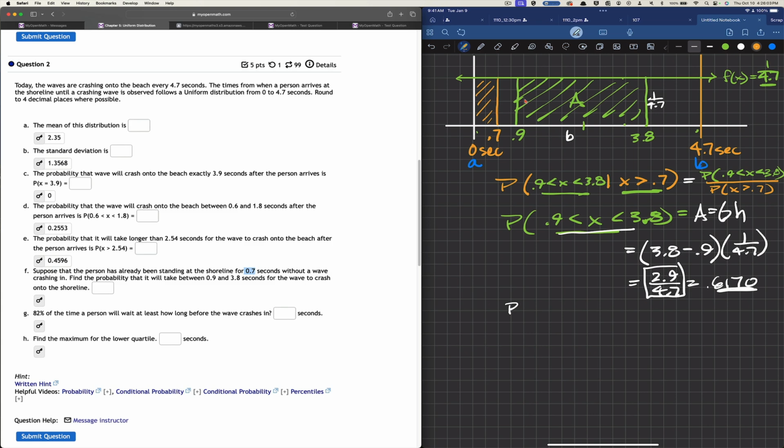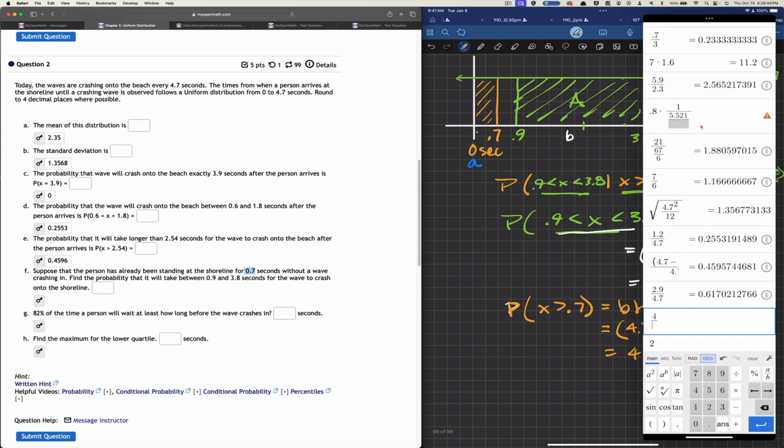So I'm going to use orange to keep my colors straight. X being greater than 0.7, that's equal to the base times the height. In this case, the base is 4.7 minus 0.7, this distance between this orange line and that one. So 4.7 minus 0.7 times the height, 1 over 4.7. And so that's 4 times 1 over 4.7, which is 4 divided by 4.7, which is maybe 80 something. 4 divided by 4.7. So 85%.